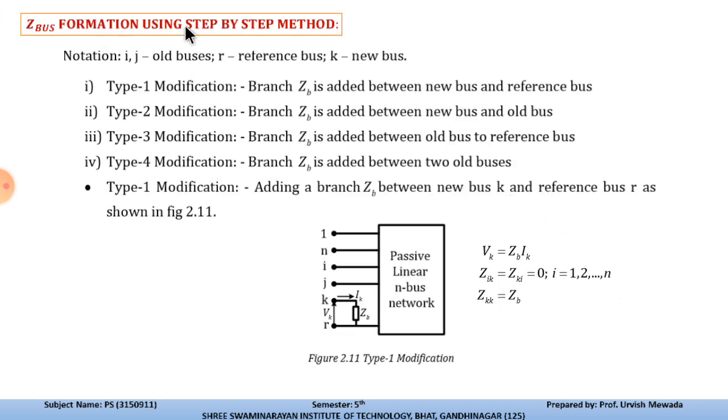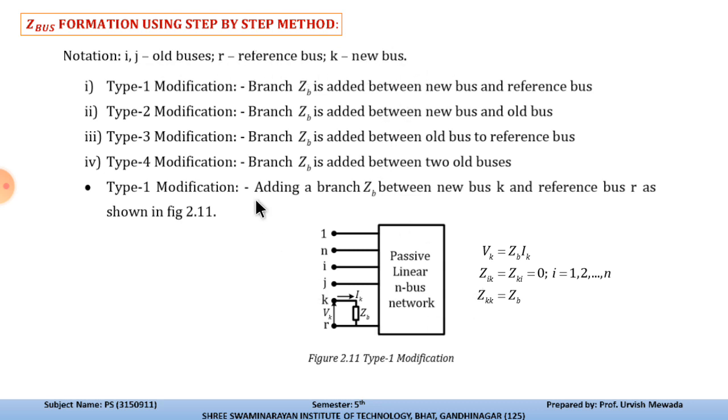For the Z-bus formation using the step-by-step method, we are considering this network, that is the passive linear n-bus network. Over here, I and J and so on are the old buses, R is the reference bus, and K is the new bus. So here we are going to use some notations. The names of all the notations are written over here: I and J are the old buses, R is the reference bus, and K is the new bus.